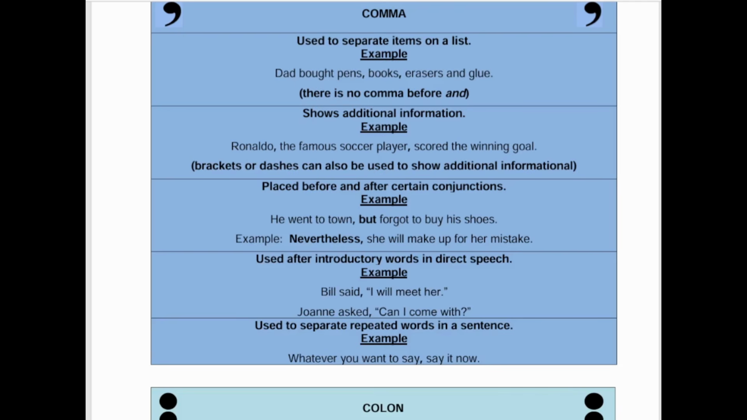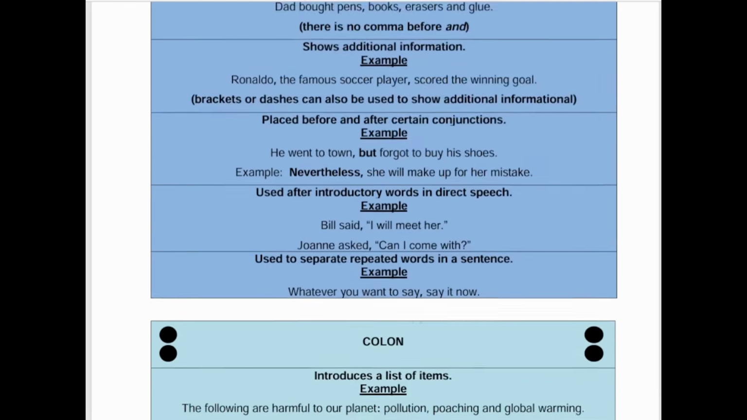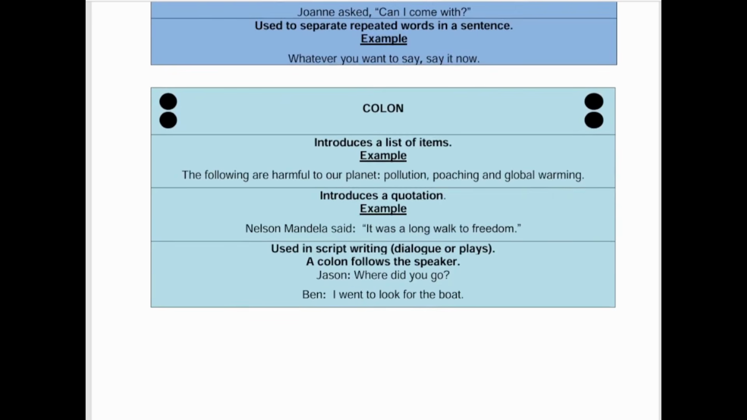The last use of a comma is to separate repeated words in a sentence. Example, "Whatever you want to say, say it now." You can see there's a repetition of the word say, but in between those words, there's a comma. So the last use of a comma is to separate repeated words in a sentence.